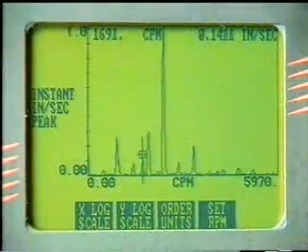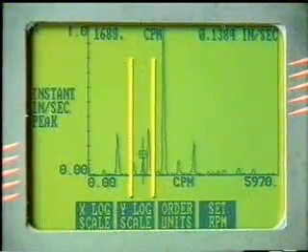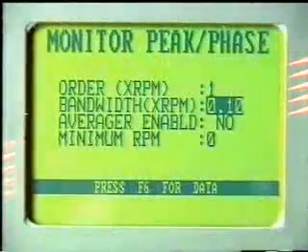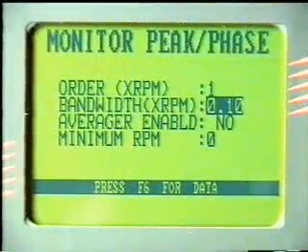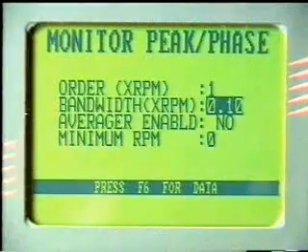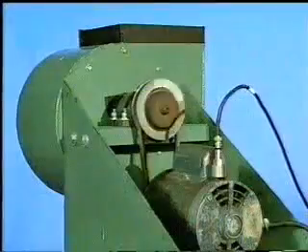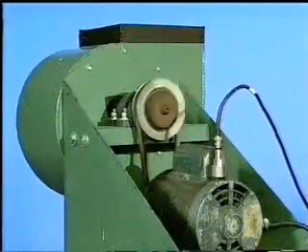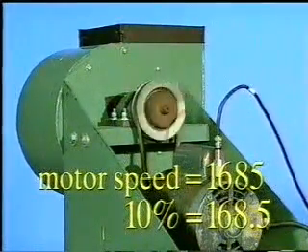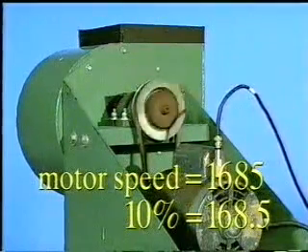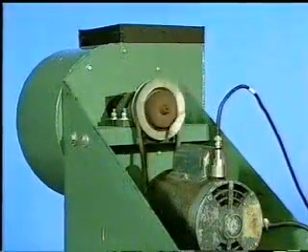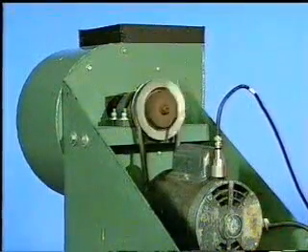If the specified bandwidth is too wide, it will include peaks of vibration from more than one frequency, creating a very erratic and unstable phase. When the bandwidth is set to 10%, it means that all the energy within a bandwidth equal to 10% of the tach pulse frequency will be included. For example, if the tach speed from the motor is 1,685 CPM, then 10% of that is 168.5 CPM. So the monitored bandwidth is 168.5 CPM wide and will include all the vibration peaks in this band.